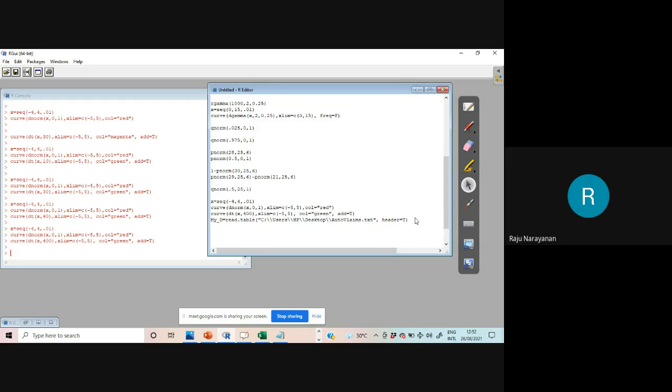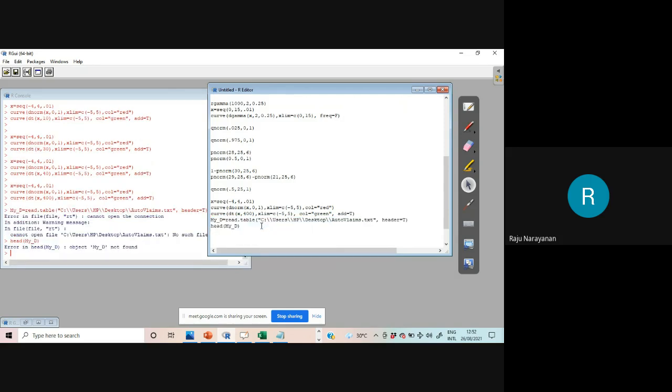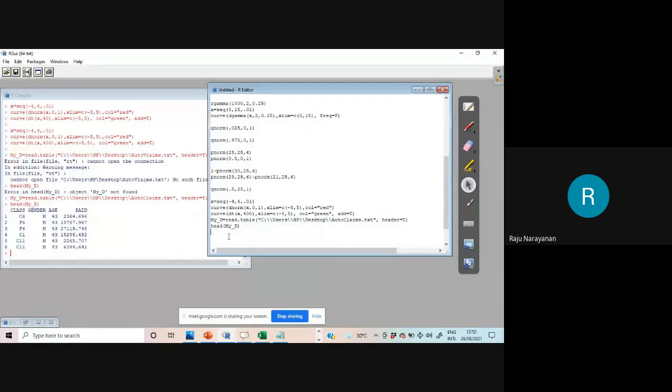And if I want to see the head of my data, let me take this. What happened? My data not found. Oh my God. Auto claims, in the place of C I typed V, which is also a neighbor of C. That is the problem. Okay, yeah, the file is available.